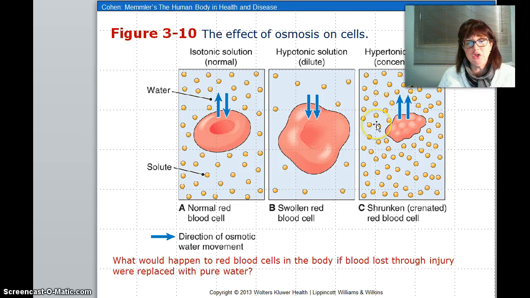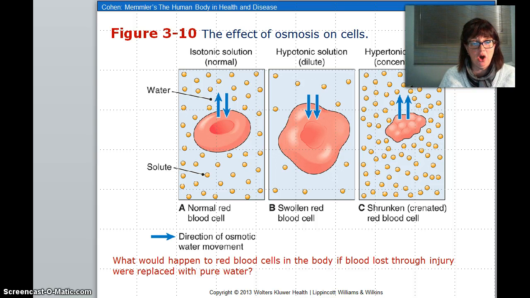Now, if you were to put in too concentrated of an IV solution, you can draw water out of the cells. This situation is an example of hypertonic. Hyper means more, so you have more non-water particles outside in the solution. Water will move from a place where there's high water, low solute, to low water, high solute, and the water will move out and the cell will shrink, and you end up with what's called crenation.